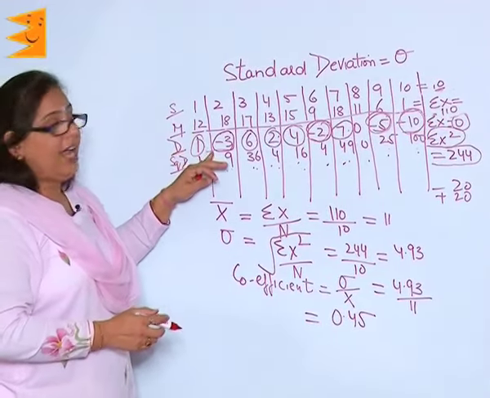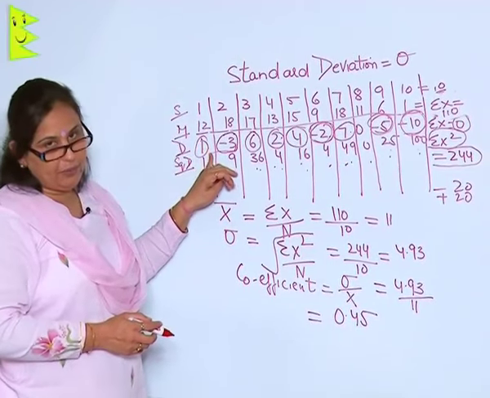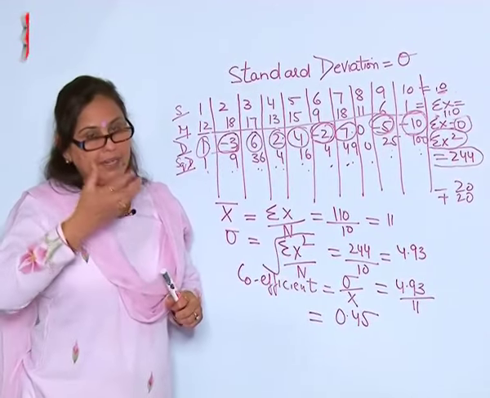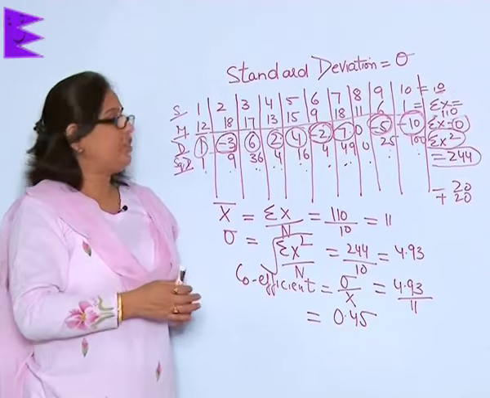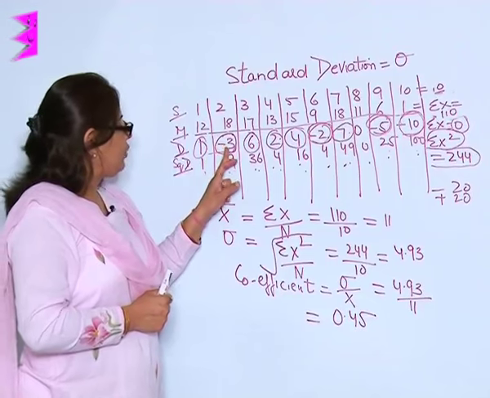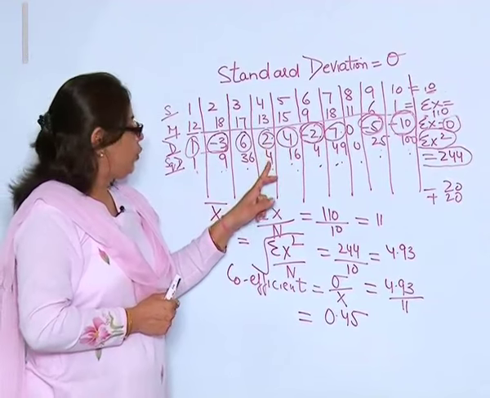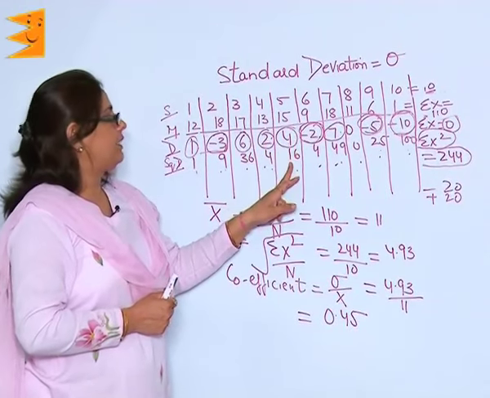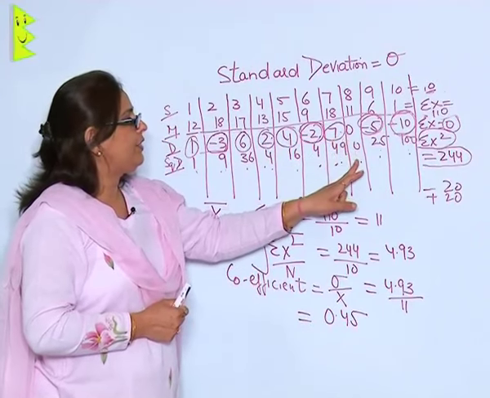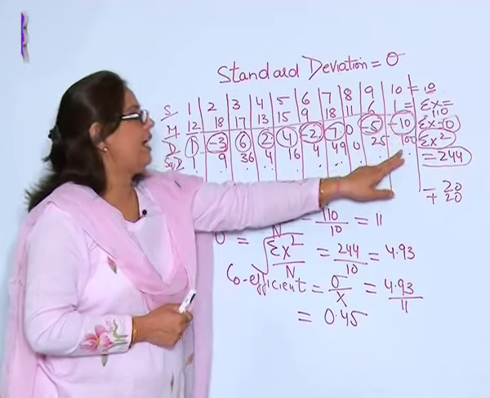But now we have to go further and calculate the square deviation from here. When we calculate the square deviation, we multiply each given term by itself, which means 1 into 1 is 1, 3 into 3 is 9, 6 into 6 is 36, 2 into 2 is 4, 4 into 4 is 16, 2 into 2 is 4, 7 into 7 is 49, 0 is 0, 5 into 5 is 25, 10 into 10 is 100.